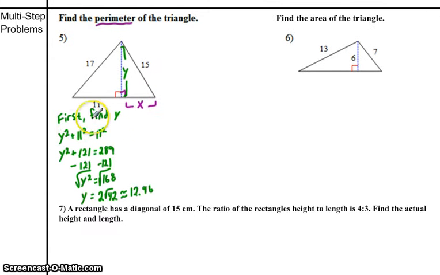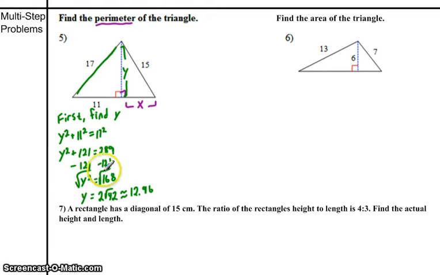So first we solve for y. We set up the Pythagorean theorem where y squared, one of the legs, plus 11 squared, the other leg, equals 17 squared, the hypotenuse of this triangle right here. So we have y squared plus 121, that's 11 squared, equals 289, that's 17 squared. We subtract 121 from both sides and obtain y squared equals 168.